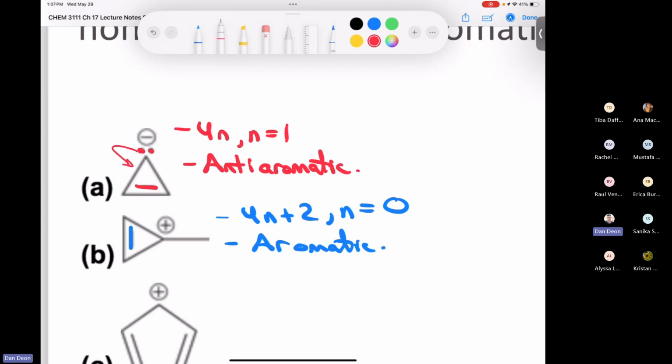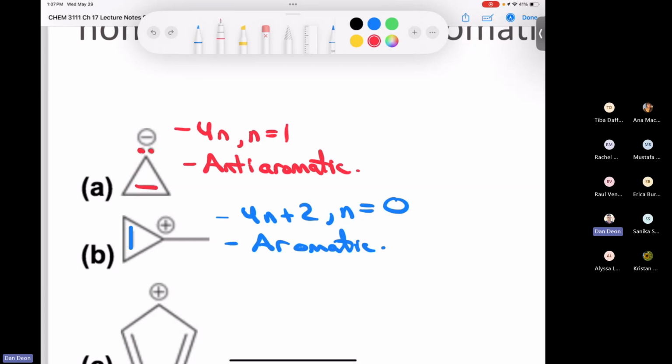You could draw a resonance structure like this. But when we count up the total number of electrons in our continuously overlapping system of p orbitals, we have a total of 4. So that's an even number of pairs, 2 pairs, which is an even number. So that would mean compound A, that anion, is anti-aromatic.